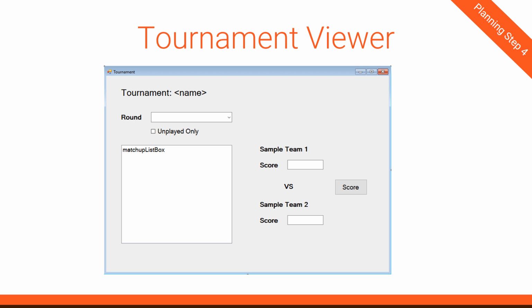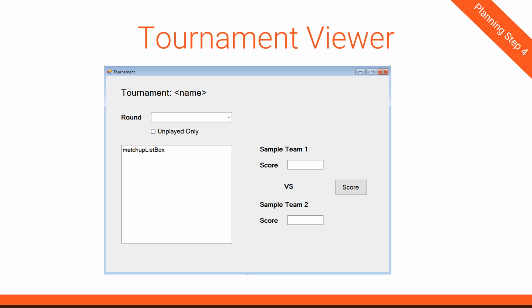Again, at this part of the process, we don't care how the information got here. We don't care about what the backend's going to look like. We just want to look at user interface layouts. So pretend like the rest doesn't exist and you're just developing cool screens. So we have the tournament name. Next, we have this round dropdown.